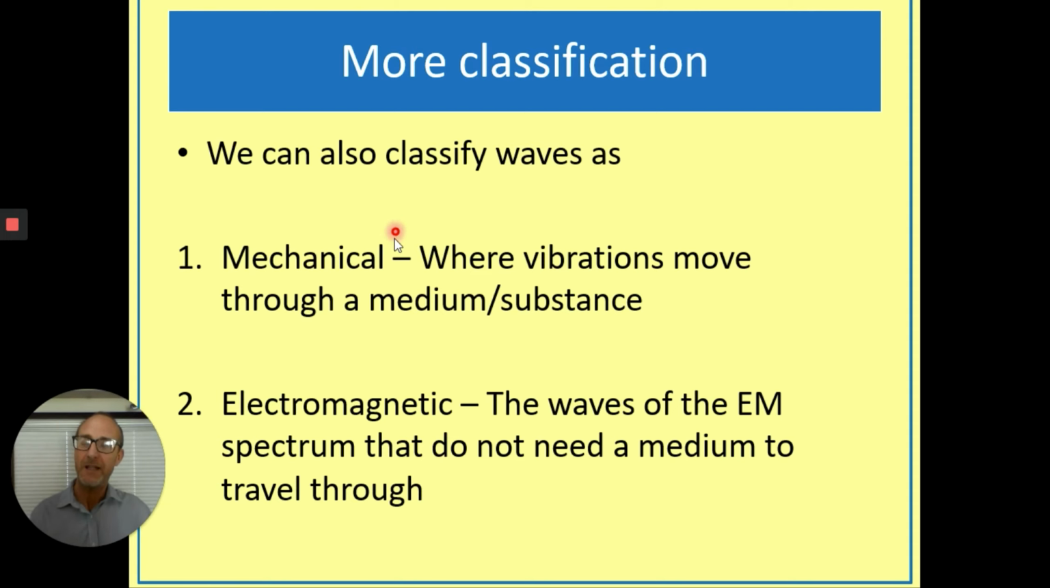Now, we also classify waves as mechanical or electromagnetic. Mechanical waves are where the vibrations move through a medium, a fancy word for a substance. For example, sound waves move through the air, which is the medium in this case. Electromagnetic waves don't need a medium to travel through. So, for example, light travels from the sun through a vacuum where there's nothing, so that's no medium. Electromagnetic waves can pass through a vacuum, i.e. nothing.